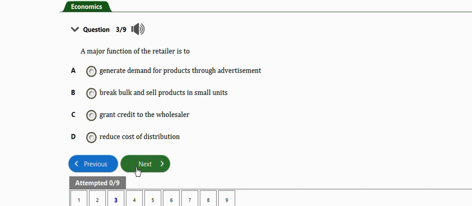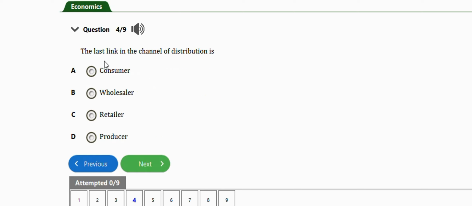Okay, the next question is this one. It says, the last link in the chain of distribution is what? We have consumer, wholesaler, retailer, producer. So this is very simple. The right answer is option A, which is consumer.